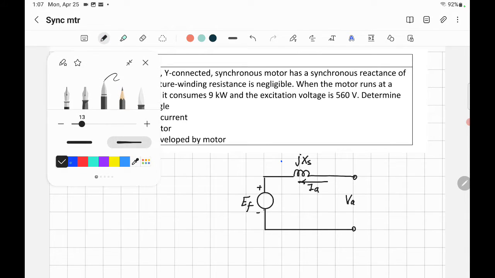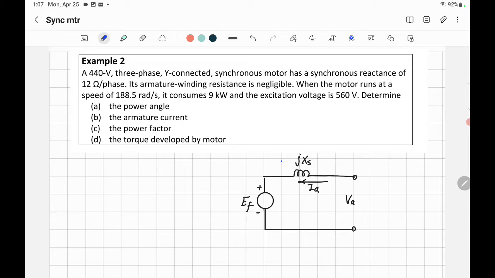So go ahead and let's just find VA. It will be equal to 440 volts divided by square root of 3, which will be equal to 254. And the angle, we always choose it 0 as a reference here. And let's continue.